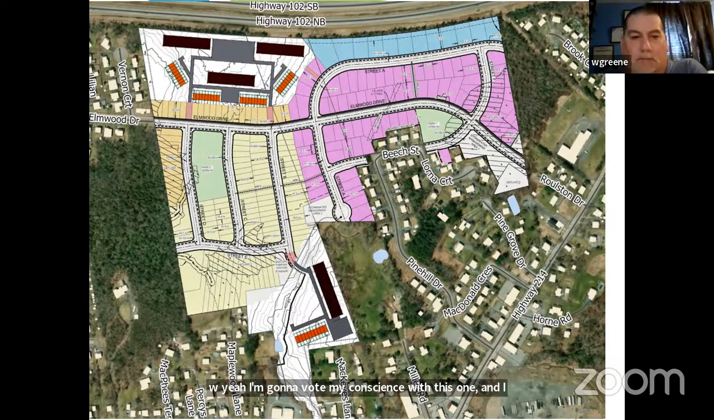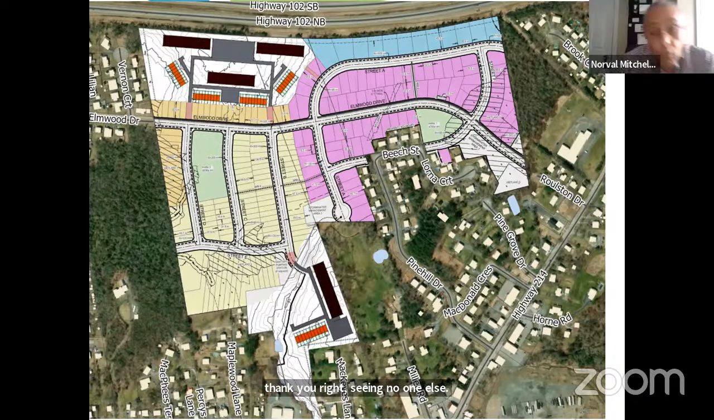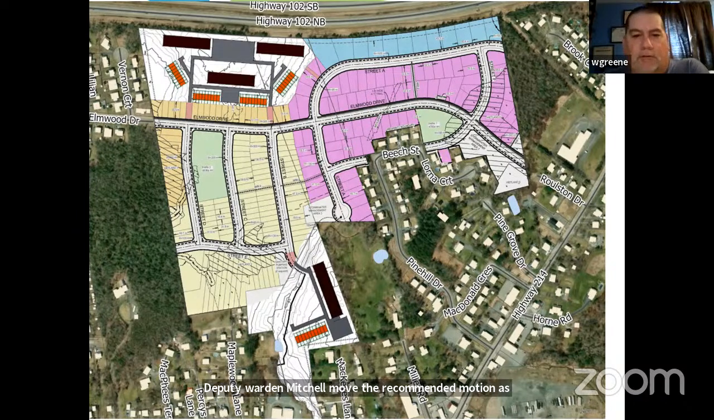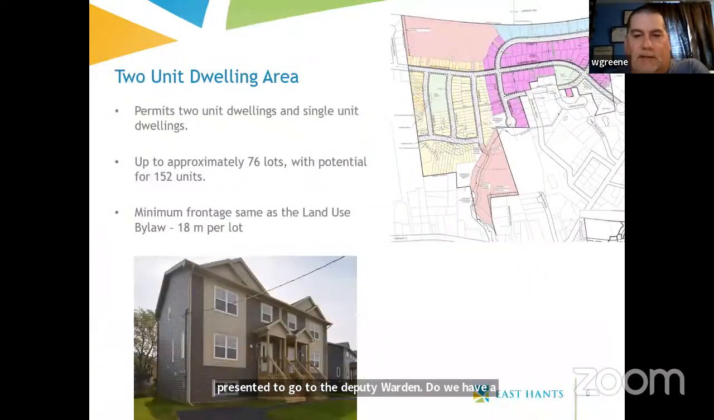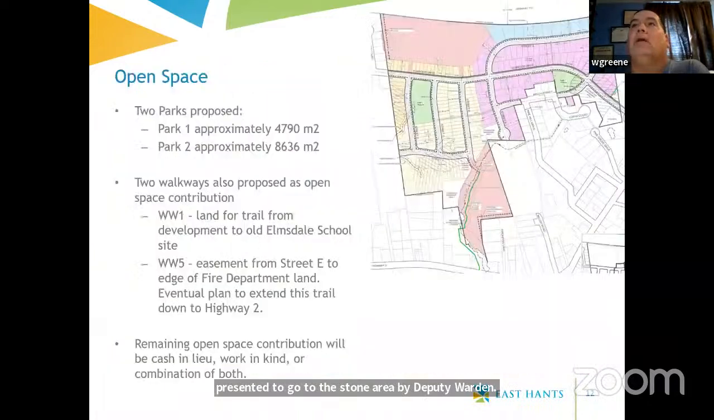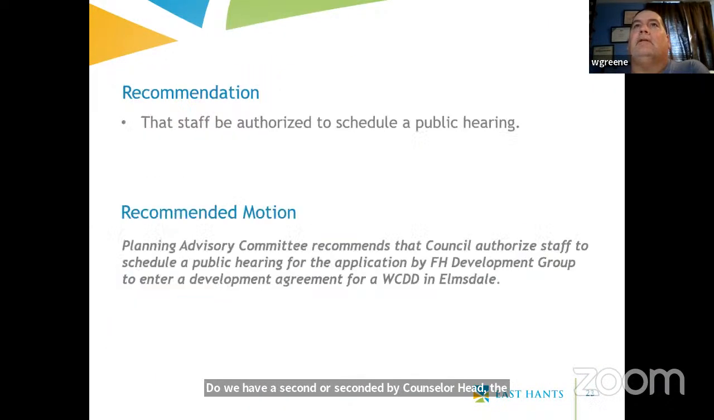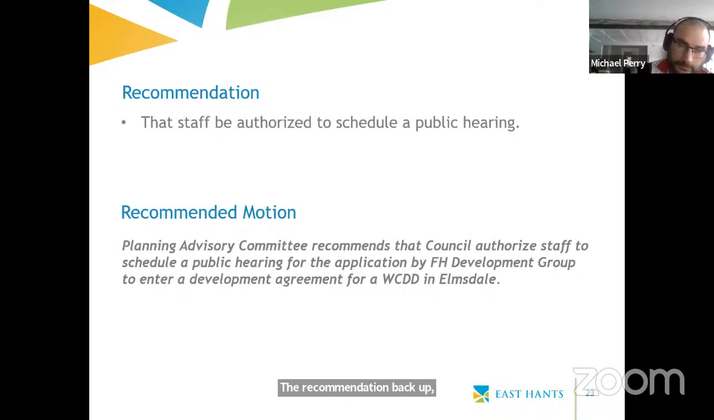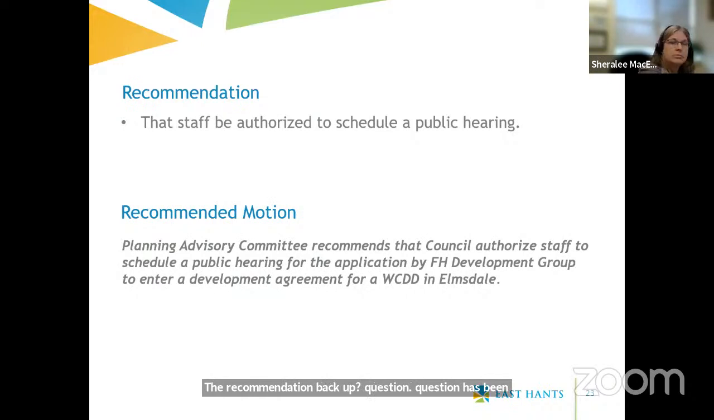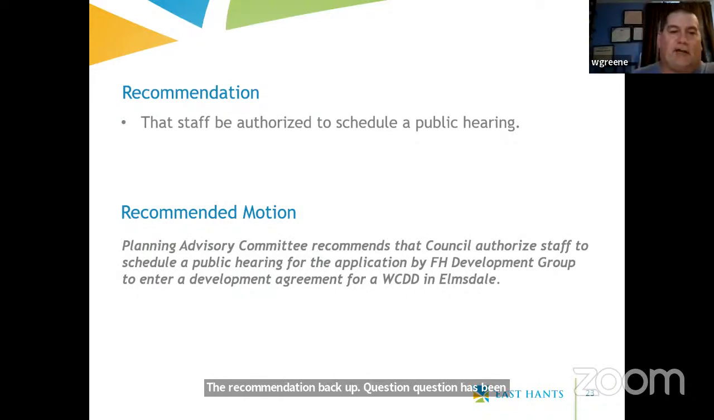All right. Seeing no one else, Deputy Warden Mitchell. I'll move the recommended motion as presented to go to the public hearing. Moved by Deputy Warden. Do we have a seconder? Seconded by Councillor Hibb. Get the recommendation back up. Question has been called. Go to the vote. Signify by raising your hand and saying aye, and keep your hands up, please.